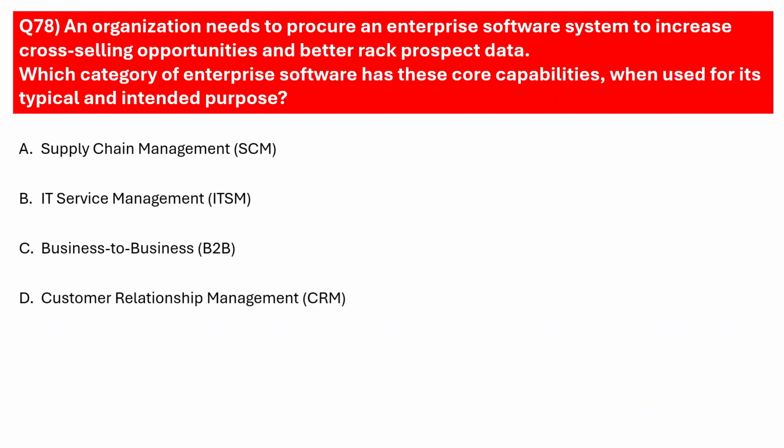Q78. An organization needs to procure an enterprise software system to increase cross-selling opportunities and better track prospect data. Which category of enterprise software has these core capabilities when used for its typical and intended purpose? A. Supply chain management, SCM. B. IT service management, ITSM. C. Business to business, B2B. D. Customer relationship management, CRM.